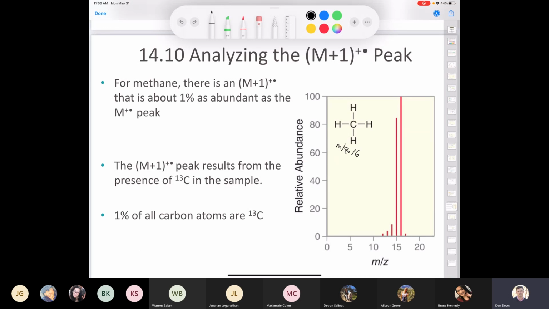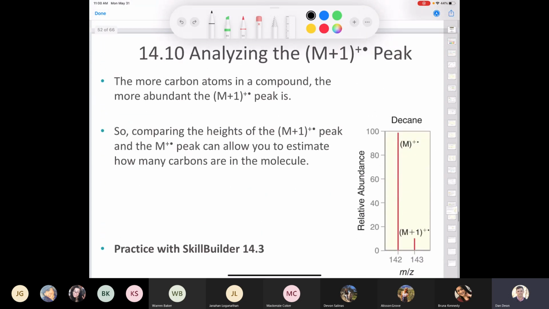Now, if you're like, okay, cool, but how does that help me as an organic chemistry student, Mr. Dion? Well, the more carbons that you have, the higher the M+1 peak is going to be. If you have decane, there's 10 carbons in decane. So that means we should have 10 times the probability of having carbon-13. So the M+1 peak is going to be about 10% of the height of the base peak. So you can analyze the relative height of the M+1 peak to the molecular ion, and you can estimate how many carbon atoms are in the molecule.